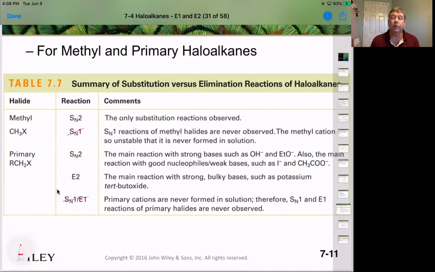And you tend to do it with very strong bases like potassium tert-butoxide. The SN2 reactions happen with strong bases and moderately good nucleophiles. But there are no SN1 or E1 reactions because you cannot form a stable carbocation.